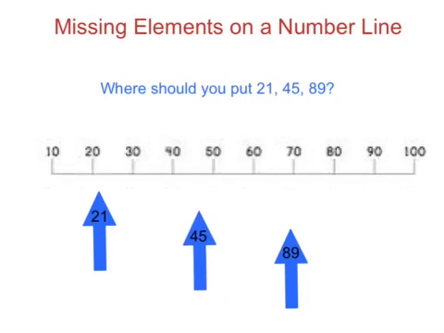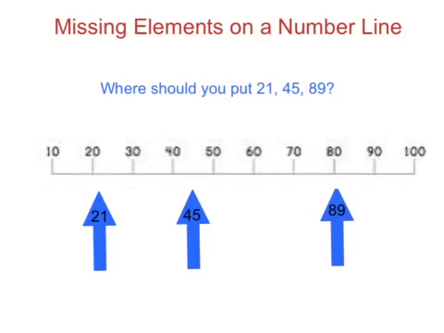For the number 45, I'm going to find my 40 and my 50, and I know that 45 goes about halfway between the two, because 45 is halfway between 40 and 50. For my last number, 89, well, here's my 80, here's my 90, and I know that 89 is closer to 90. It's just one number away from 90. So my arrow is going to go about there. Not quite on the 90, but very close to it.